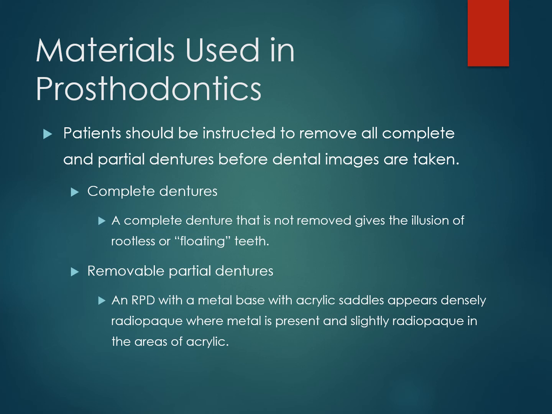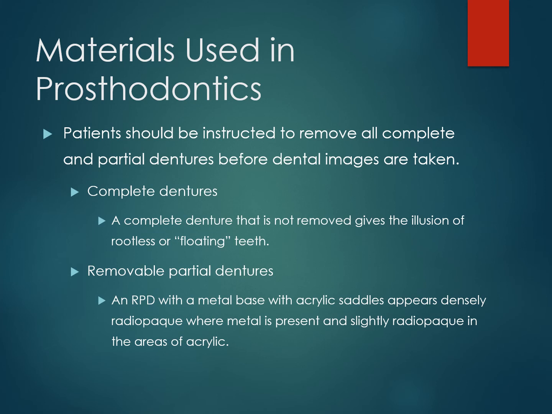So what we need to see is the bone level. We need to see the teeth that are still present. We need to see those kinds of things. When you take an image with complete dentures in there, it's going to give us the illusion of teeth that are floating or they don't have roots, obviously, because they don't.